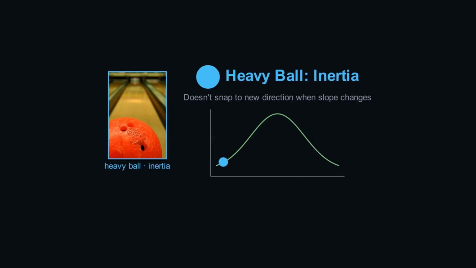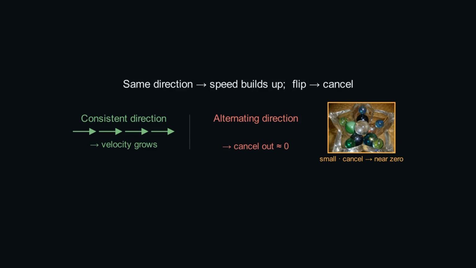Think of a heavy bowling ball rolling downhill. It has inertia and doesn't snap to a new direction when the slope changes. Where the gradient keeps pointing the same way, the ball builds up speed. Where it flips back and forth, the contributions cancel and motion stays small.